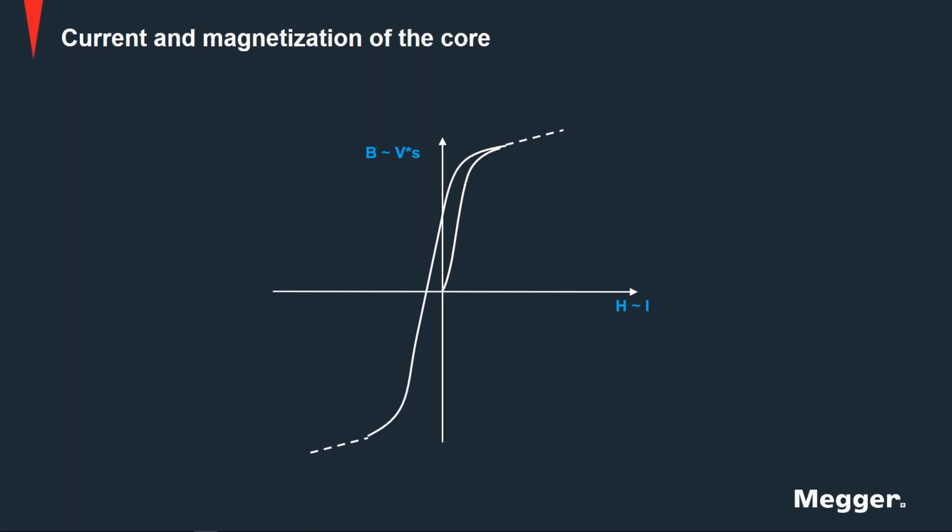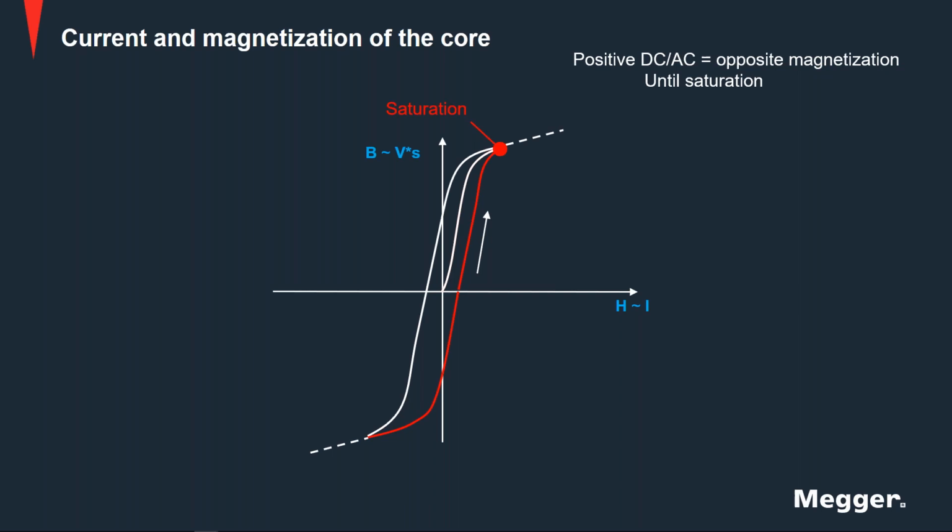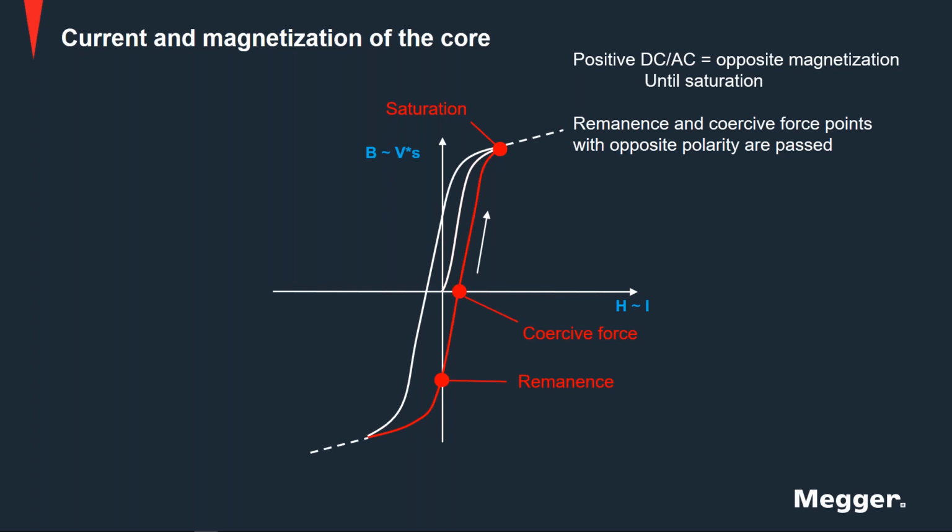If we start applying positive DC or let the AC positive cycle up again, we will of course get opposite magnetization until saturation occurs on that opposite side. It is important to note that remnants and coercive force points with opposite polarity are still passed. And this full B to H curve is called the hysteresis loop.